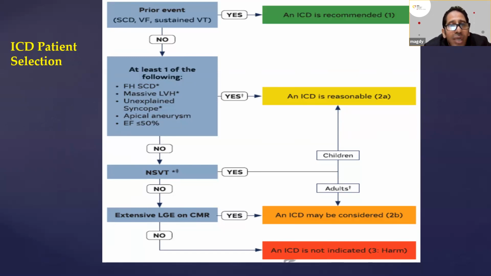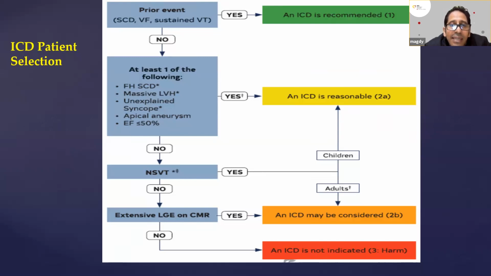If the patient does not have any of these 5 criteria and has non-sustained VT, then ICD is reasonable, class 2A recommendation, especially in young patients. And if not, but there is extensive late gadolinium enhancement on CMR, fibrosis, then ICD may be considered, a class 2B recommendation. If there is none, then ICD is not recommended and is considered a class 3 recommendation. So this is very important.